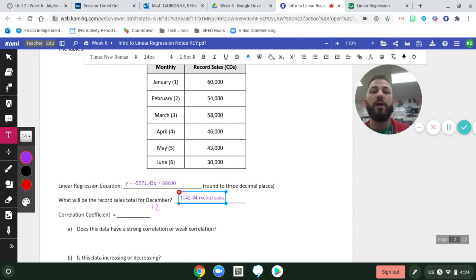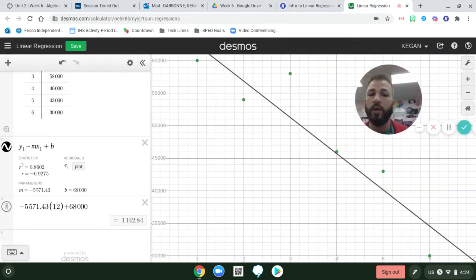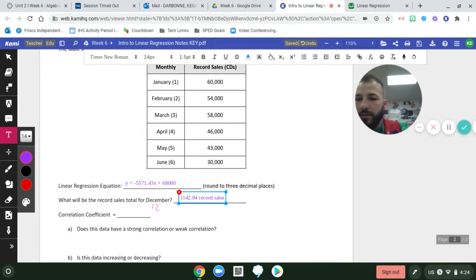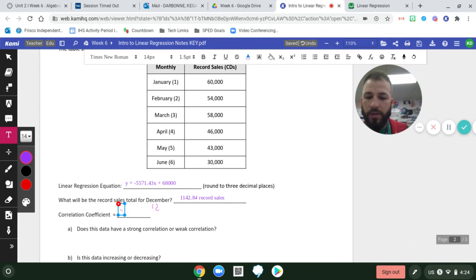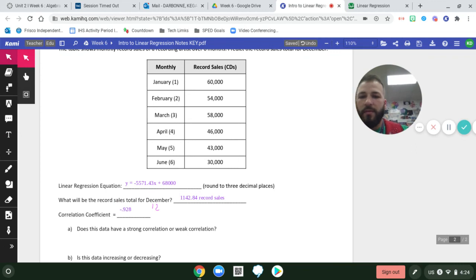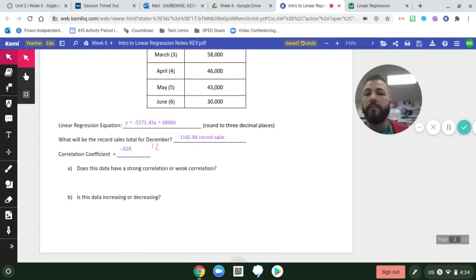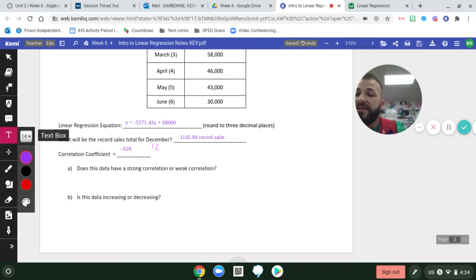And then last but not least, they want our correlation coefficient. So remember, our correlation coefficient is the R value, which in this case is negative 0.928. All right. A, does this data have a strong correlation or a weak correlation? Well, we talked about earlier that a strong correlation is closer to 1 or negative 1. Negative 0.928 is pretty close to negative 1, so we would definitely say strong.